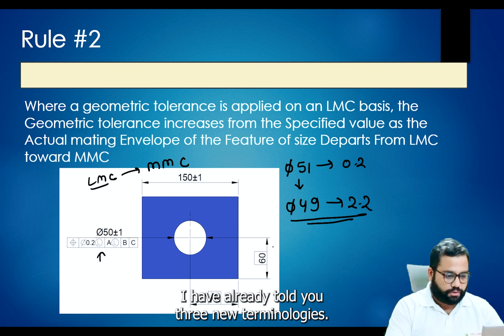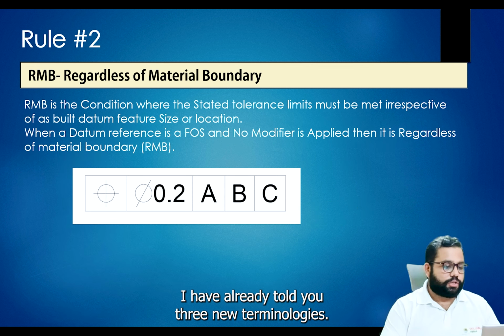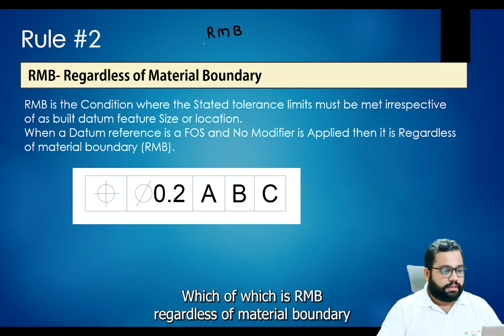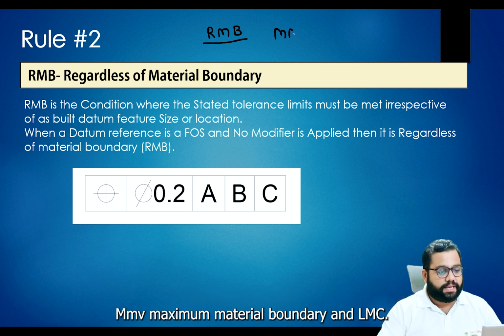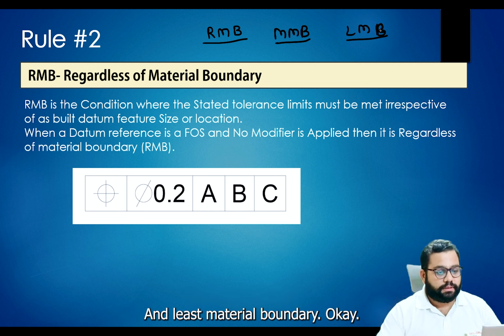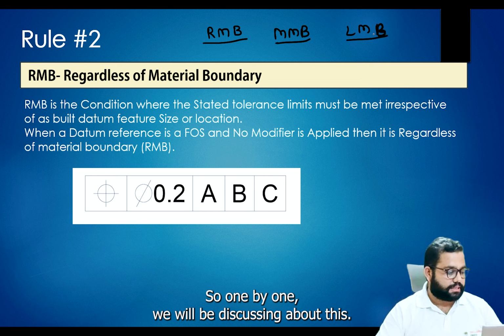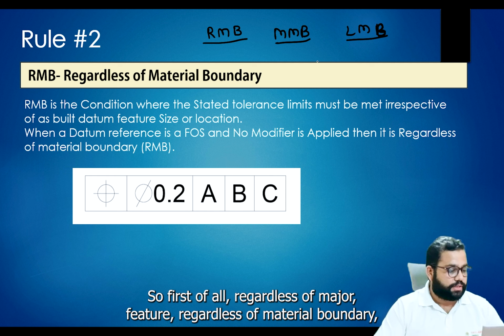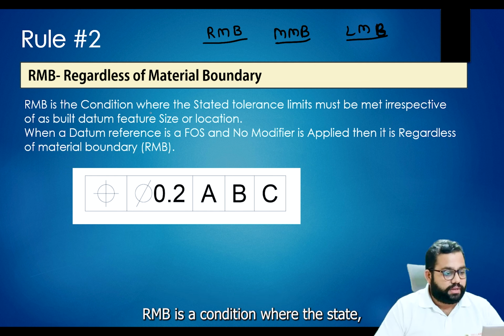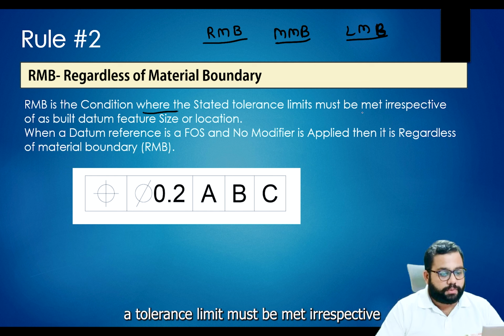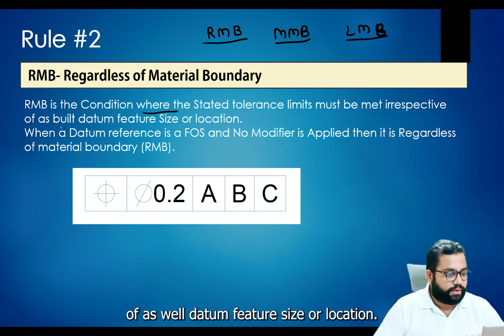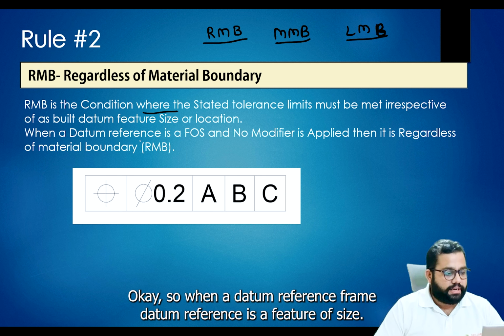I have already told you three new terminologies, which are RMB, regardless of material boundary, MMB, maximum material boundary, and LMB, least material boundary. Okay. So one by one, we will be discussing this. So first of all, regardless of material boundary, RMB is a condition where the stated tolerance limit must be met irrespective of as-built datum feature size or location. Okay. So when a datum reference is a feature of size.